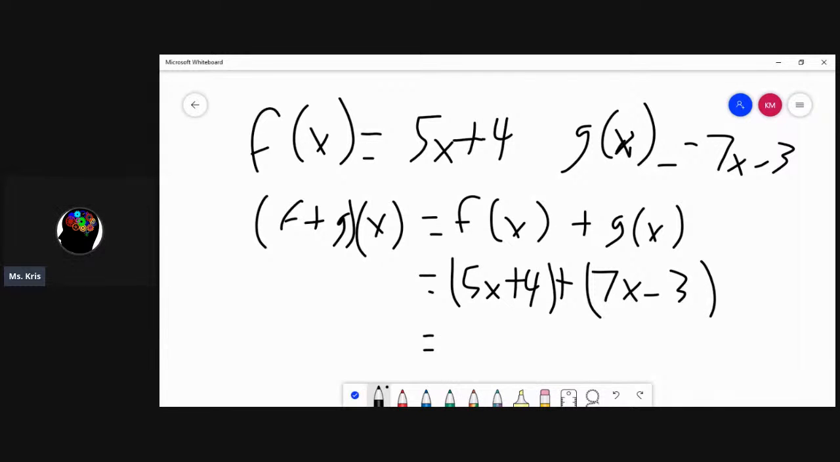So we know that we are adding the first function to the second function. So combine like terms. 5x plus a 7x is going to give me 12x. 4 plus a negative 3, which is also 4 minus 3, is going to give me a negative 1. Now, since this is not a fraction, my domain is all real numbers. My range is all real numbers as it relates to combining the two functions.